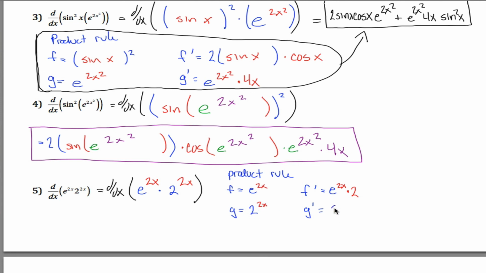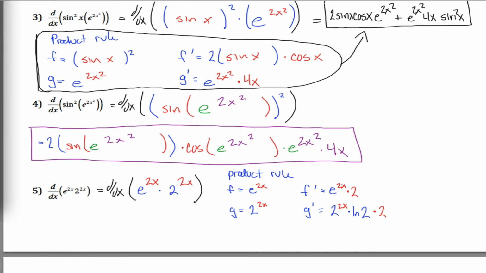While g prime, well, it's similar, except now my outer function is 2 raised up to this stuff. If it were just 2 to the x, the derivative would be 2 to the x times the natural log of 2. But it's not just 2 to the x, it's 2 to the 2x. So the derivative is 2 to the 2x times natural log of 2 times the derivative of 2x, another 2 here. Note this is not natural log of 4. This is natural log of 2 times 2. I got f, g, f prime, g prime.